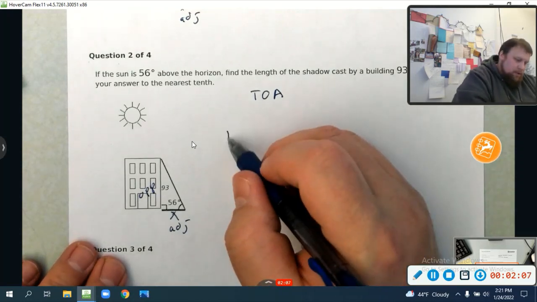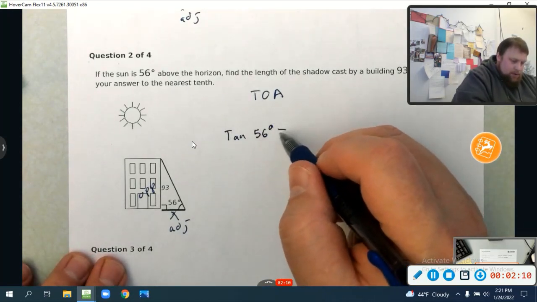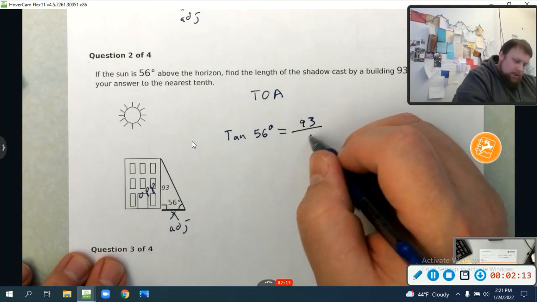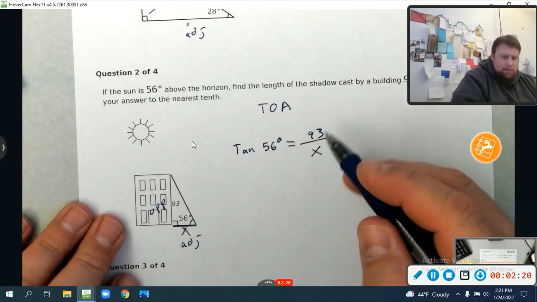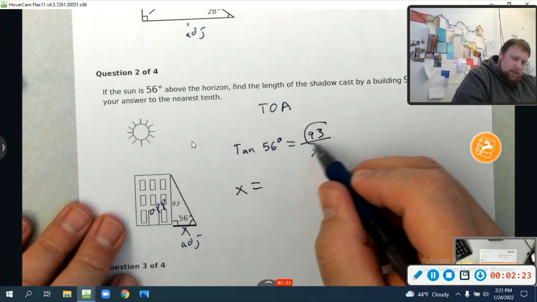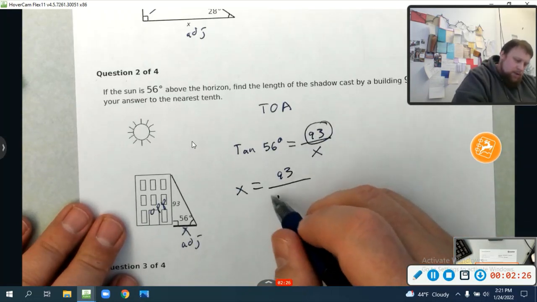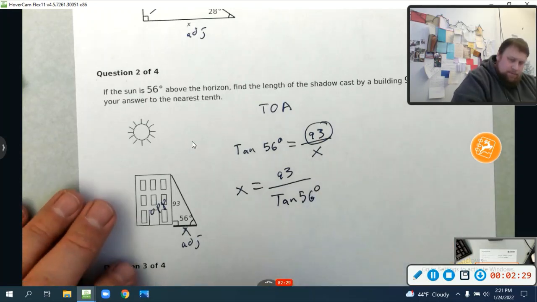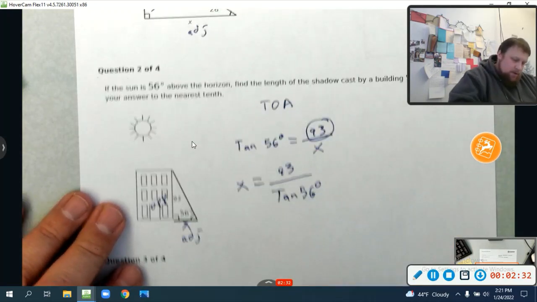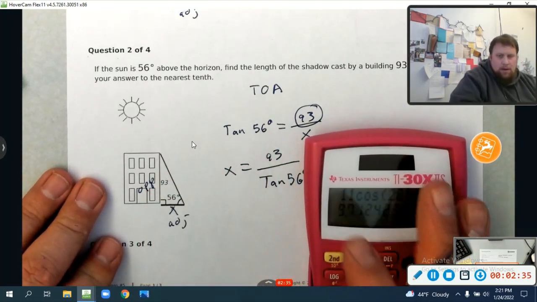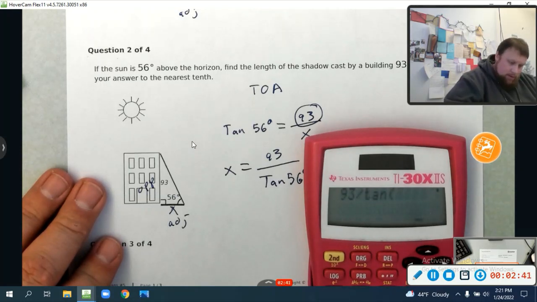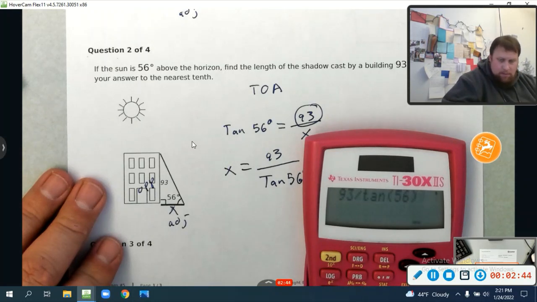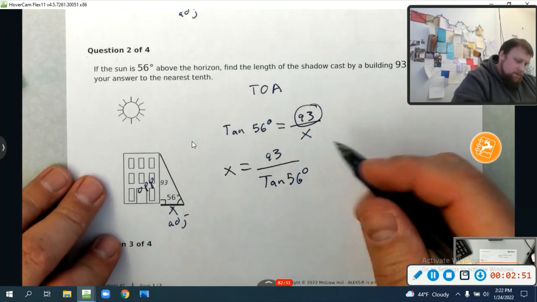Tangent equals opposite over adjacent, so the tangent of 56 degrees equals my opposite of 93 over my adjacent of x. Don't forget what I said. Anytime you have x in the denominator of one of these problems, to solve for x, we're going to get x equals the length of 93 divided by whatever the trig function is, which is tangent of 56 degrees. Okay? So when you do that, let's see, 93 divided by the tangent of 56, right? Which, again, rounding to the nearest tenth, is 62.7 feet.